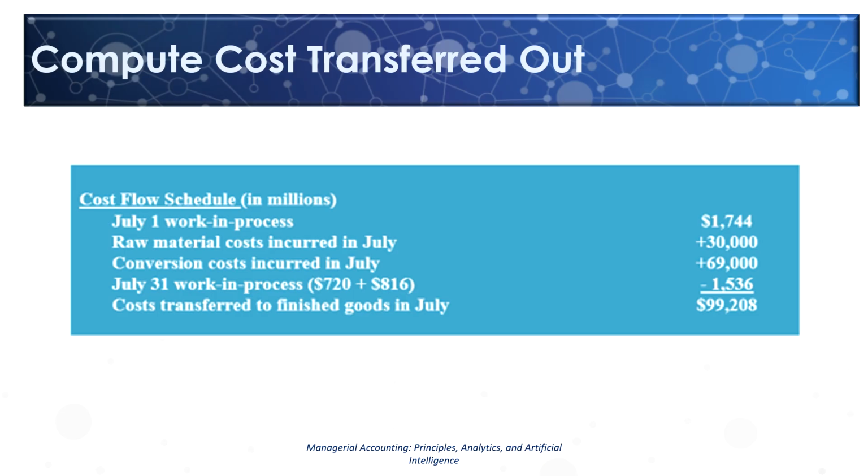Now we can compute the cost transferred out. The cost transferred out is computed as beginning work in process cost plus current period costs minus ending work in process costs. This gives the total cost of units completed and transferred to finished goods. You might note cost transferred out equals beginning work in process plus current costs minus ending work in process.